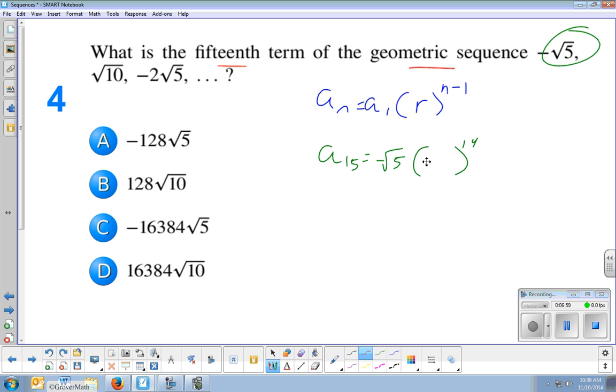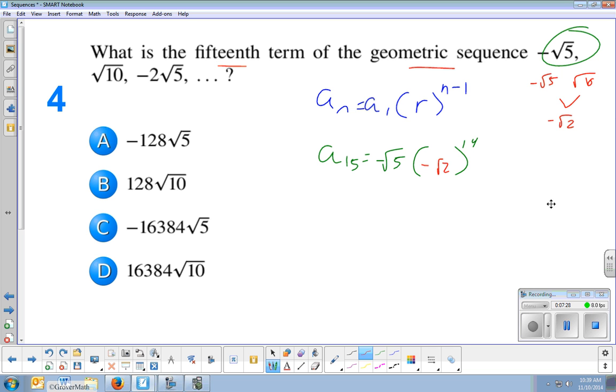Well, it's going to be negative, right? Because I'm going from a negative to a positive. And how do you go from negative rad 5 to positive rad 10? Well, as I said, it is negative, and rad 5 becomes rad 10 by multiplying it by rad 2. So a negative times a negative is positive, and rad 5 times rad 2 is rad 10. And so my ratio is negative rad 2.